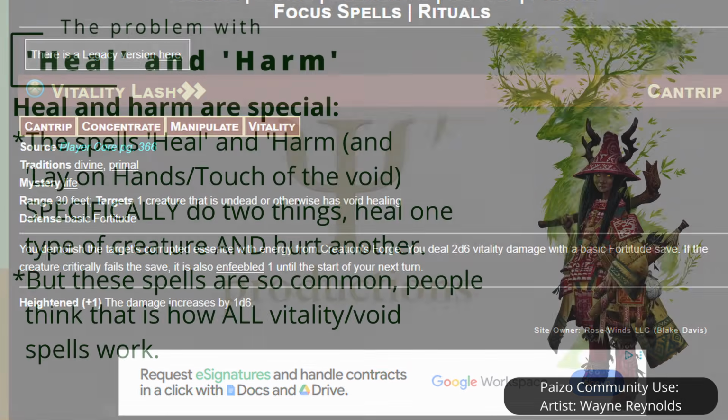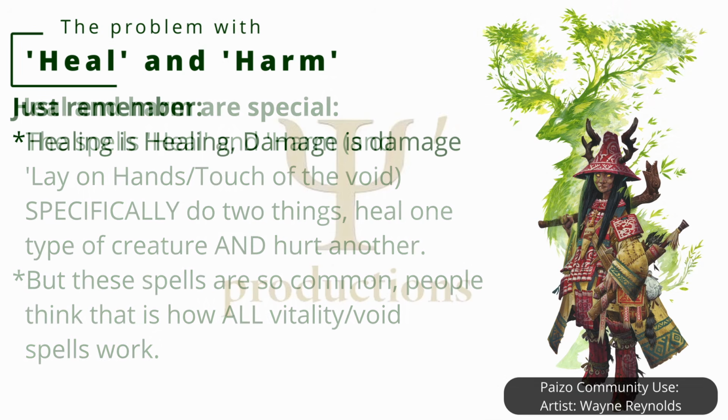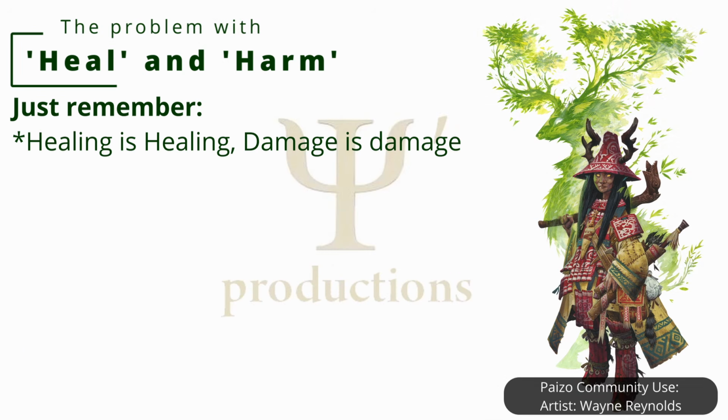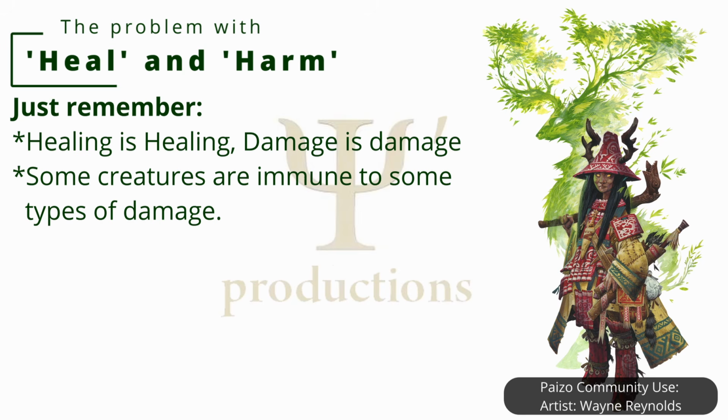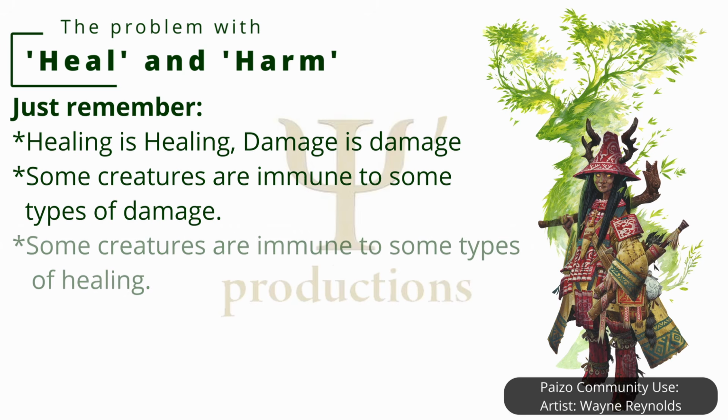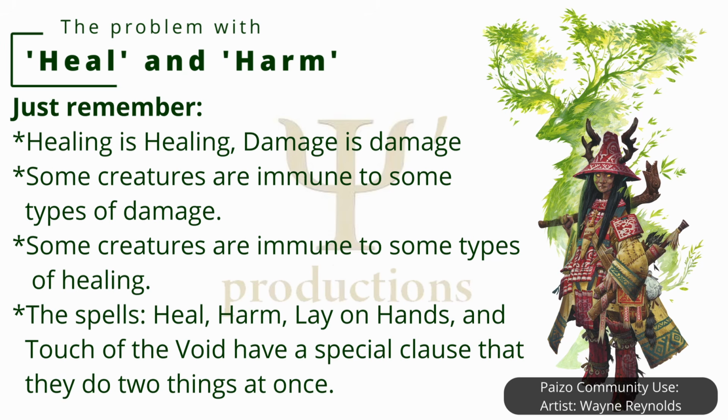I know that this can get confusing, but just think of it this way. Healing is healing, damage is damage. Some creatures are immune to some types of damage. Some creatures are immune to some types of healing. These spells Heal, Harm, Lay on Hands, and Touch of the Void are the exceptions. If you don't see exceptions called out in the spell, then don't worry about it.